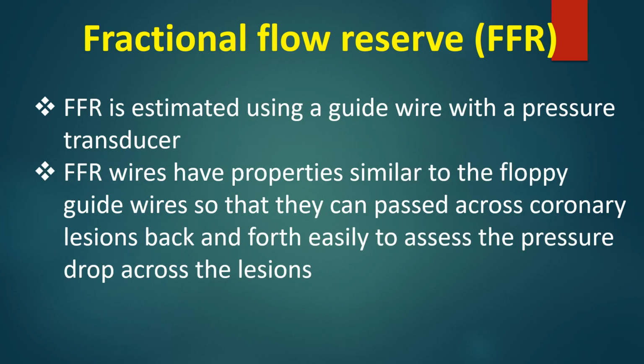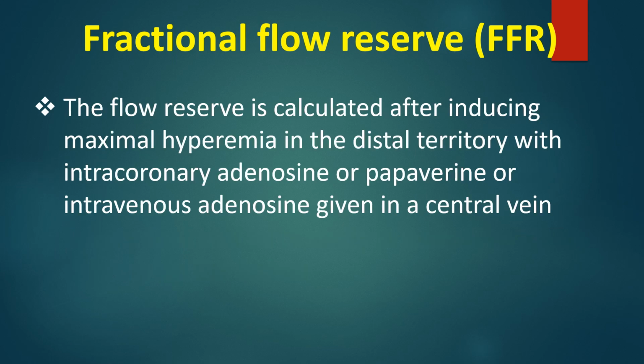FFR is estimated using a guide wire with a pressure transducer. FFR wires have properties similar to the floppy guide wires so that they can pass across coronary lesions back and forth easily to assess the pressure drop across the lesions. The flow reserve is calculated after inducing maximal hyperemia in the distal territory with intracoronary adenosine or papaverine or intravenous adenosine given in a central vein.